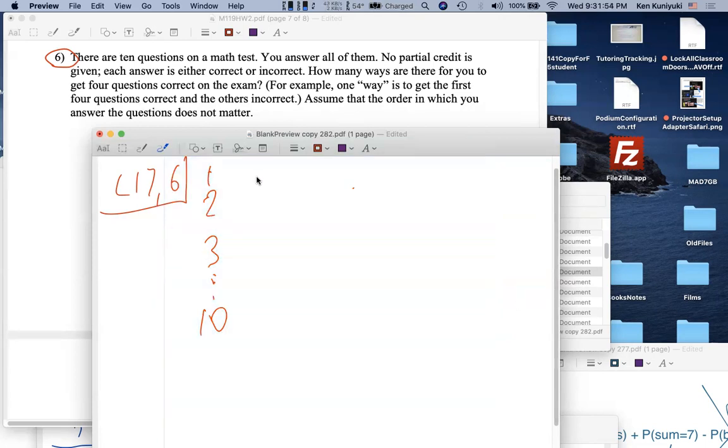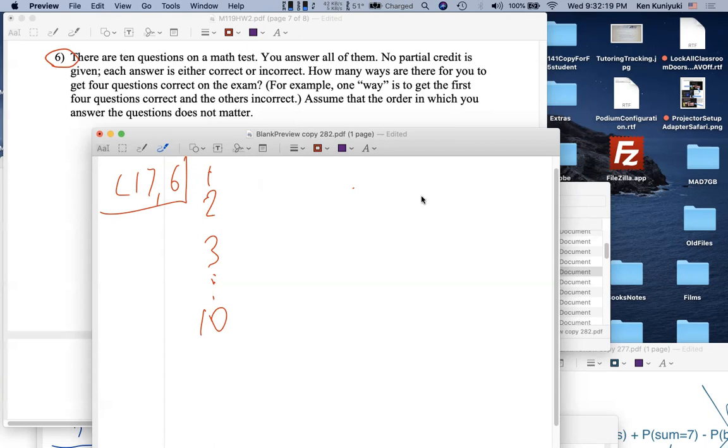And in fact, I'm not saying it's even true, false, or multiple choice. They could be. Each answer is either correct or incorrect, so it could be free response. They're not like essays, but they can be like free response in a chemistry class. No partial credit is given. Each answer is either correct or incorrect. How many ways are there for you to get 4 questions correct on the exam?